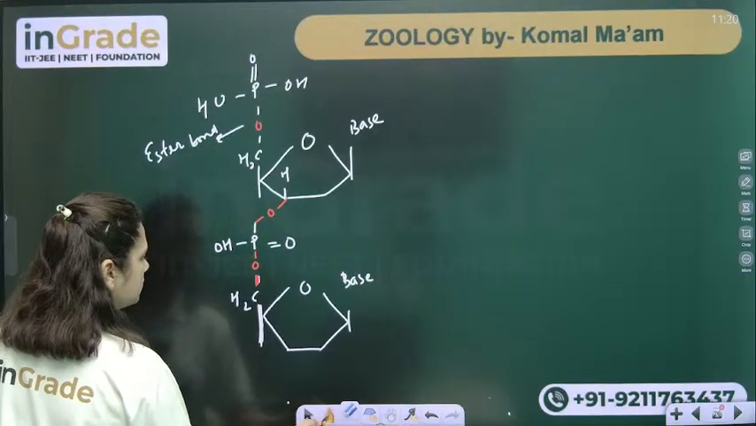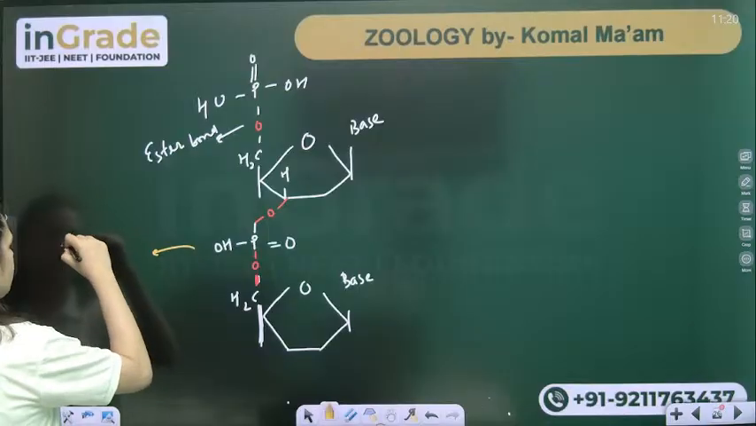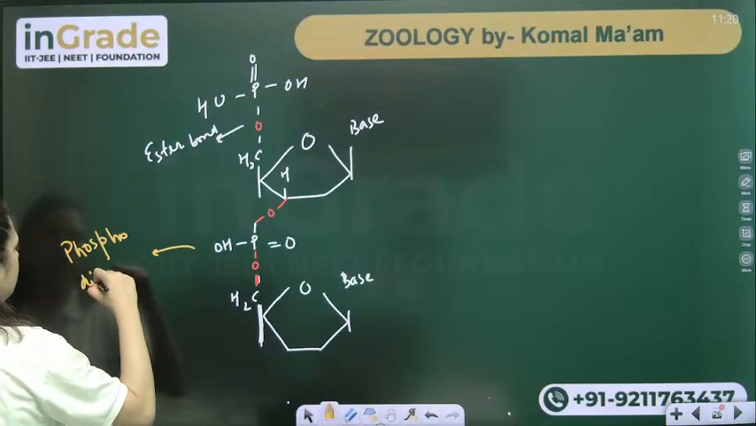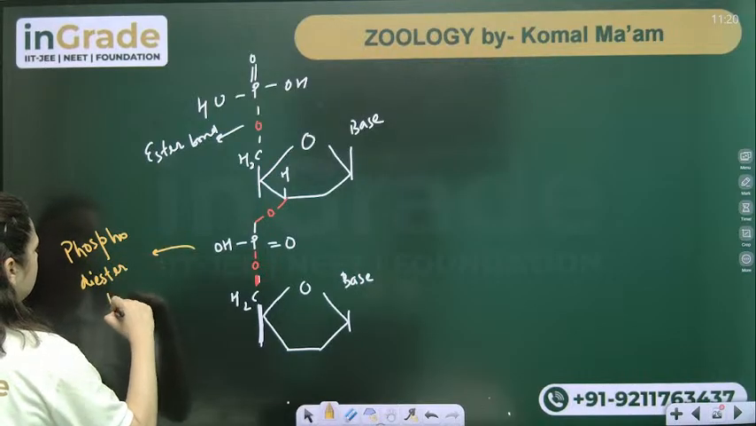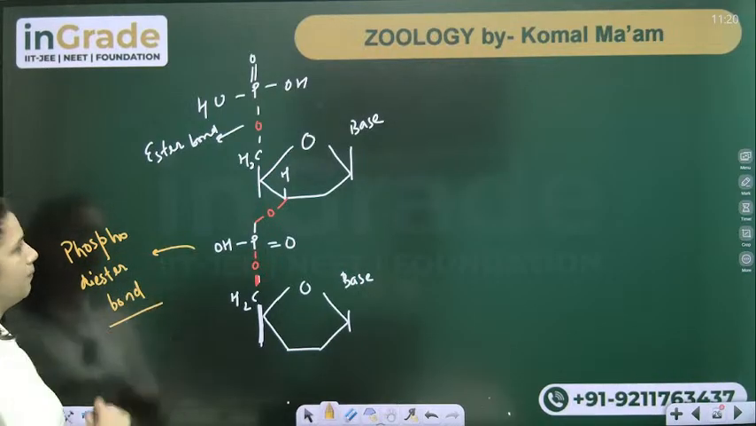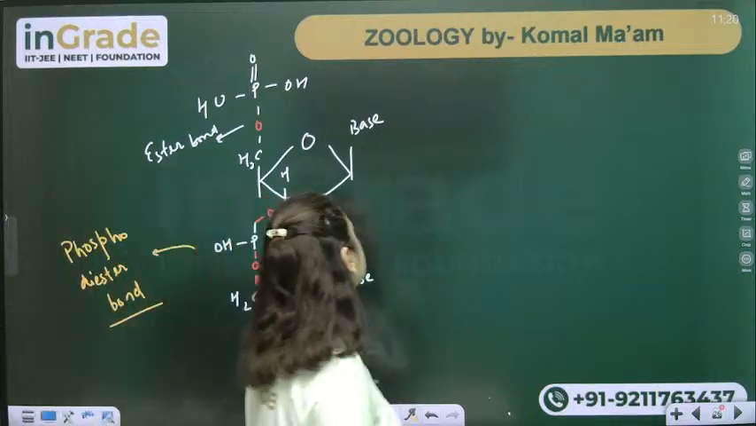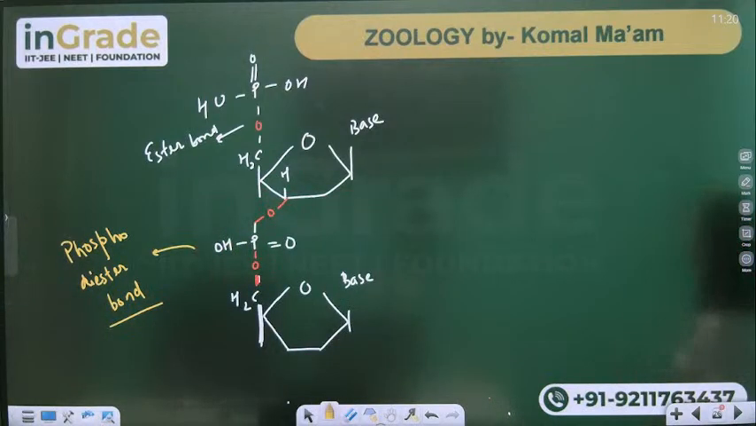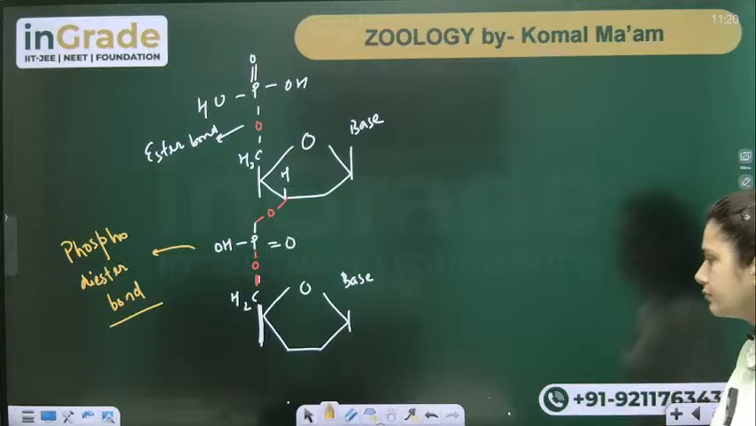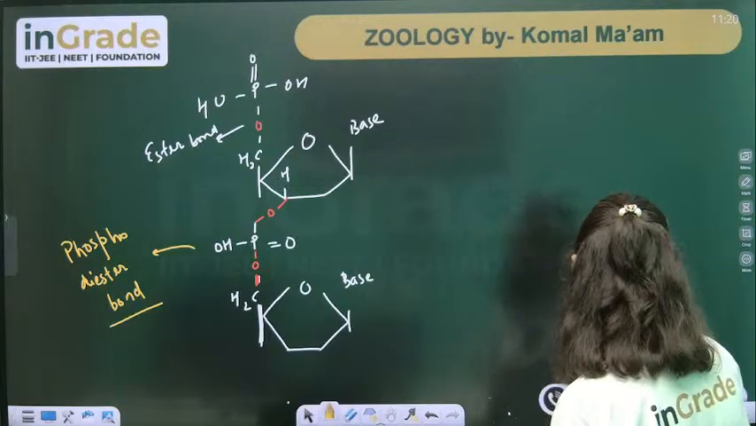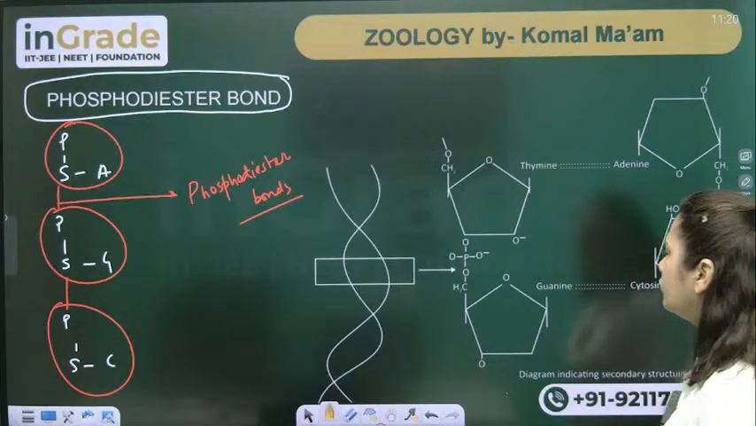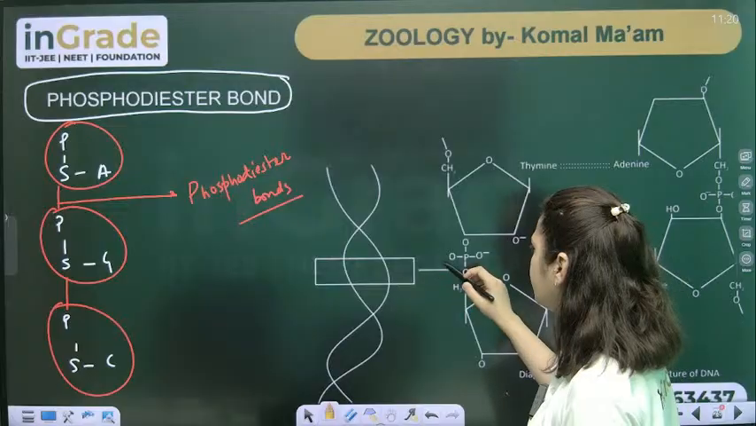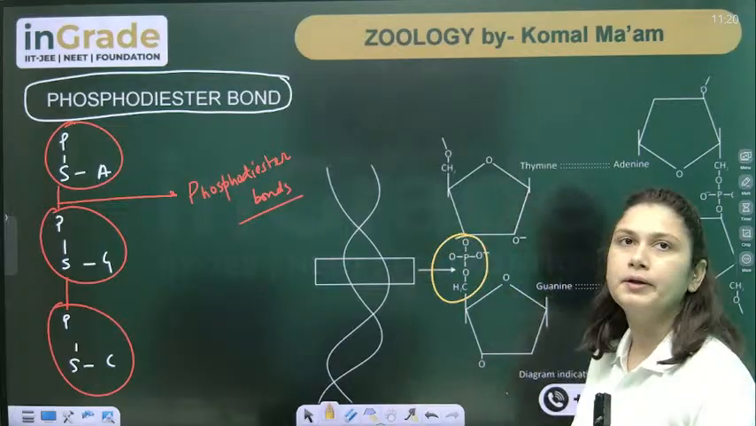This bonding is known as phosphodiester bond. Okay, class? So this is how we make the phosphodiester bond. Chalo. So this is what I've told you, that it is the phosphodiester bond.